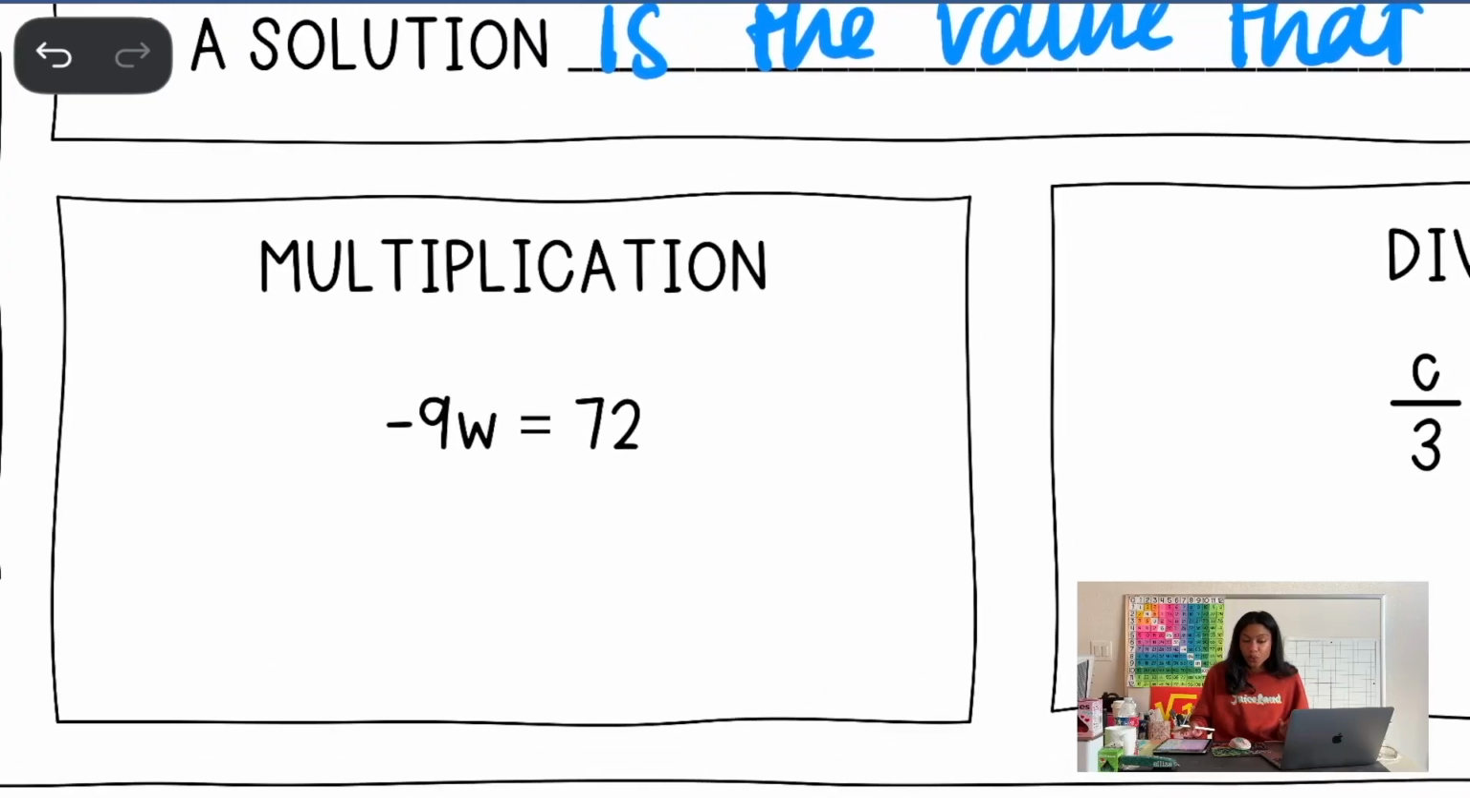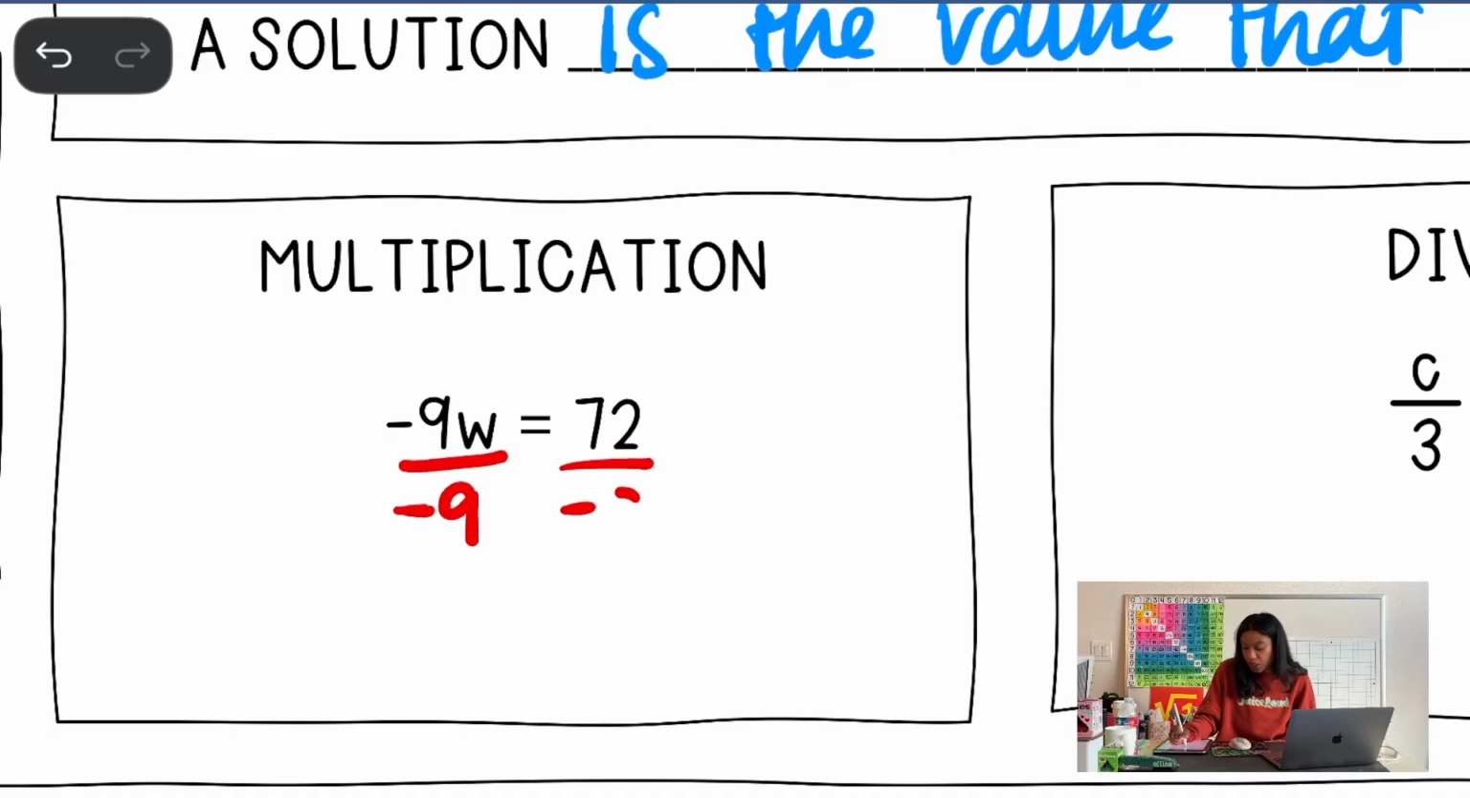Next, we have multiplication. So when we are multiplying, the goal is to have a coefficient, the number that's being multiplied to our variable, equal to 1. Right now, it's equal to -9. So in order to get -9 reduced to 1 when it's being multiplied, we're going to have to divide, since division is the inverse of multiplication, right? So I'm going to go ahead and divide on both sides by -9.